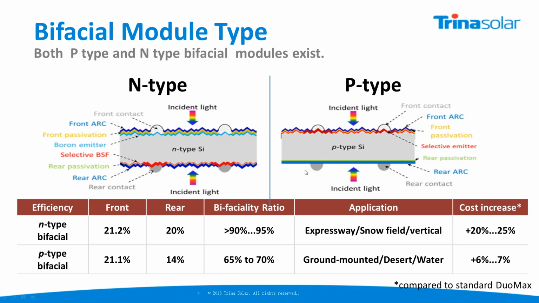And the reason is because it's just a simplified metallization at the back. You have, it's a PERC cell, to start with, and the back, instead of being fully metallized, you have a grid type design at the back. However, because the carrier lifetime inside the P-type material is not as good as N-type material, the rear efficiency is only 65 to 70% of the front efficiency, about 14%. And it's ideal for all the other ground-mounted applications or applications on water, for example.